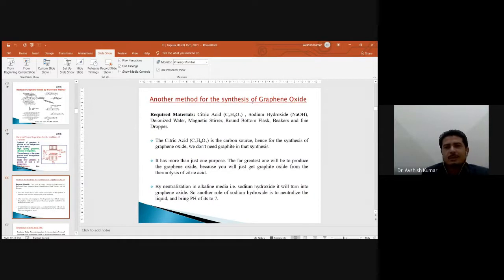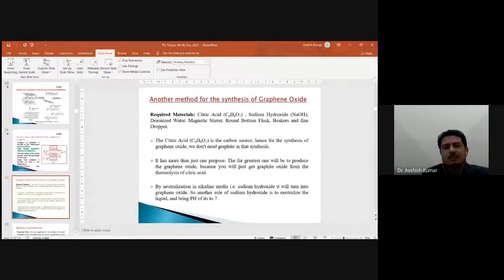So another method you can use, instead of using graphite, you can also use citric acid as a carbon source. And one of my students has also used citric acid as a carbon source for the synthesis of pure graphene oxide. So citric acid can be used, and for this you will require sodium hydroxide, deionized water, magnetic stirrer, a round bottom flask, beakers and some fine droppers. The citric acid is basically the carbon source for the synthesis of this graphene oxide. We do not need graphite in this, as I told you, because here you are using citric acid as a source material.